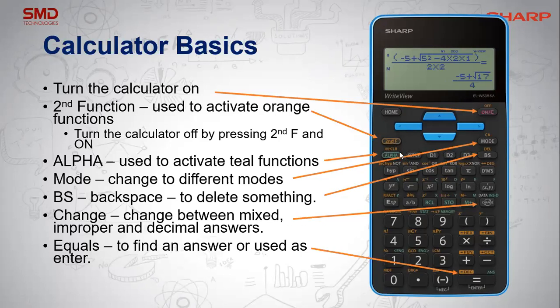Then this alpha key here just activates your blue functions, so your statistics, your memory buttons, that sort of stuff. BS is for backspace, it deletes something that you've typed in. And then change will change the way your answers look, and we'll look at that when we look at fractions just now. And then, of course, equals finds your answer.